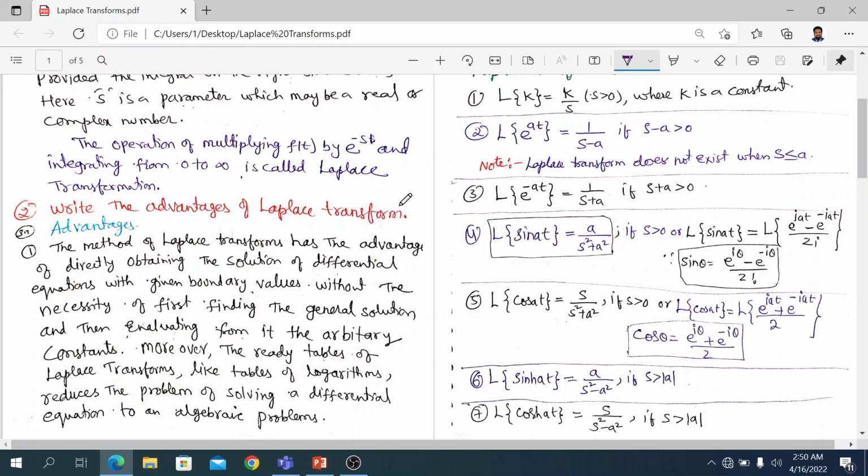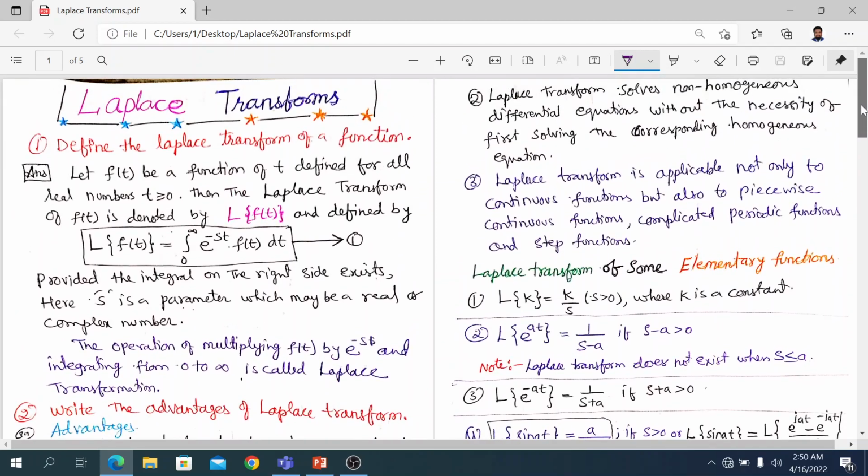Here we have three uses. First advantage: the method of Laplace transform has the advantage of directly obtaining the solution of differential equations with given boundary values without the necessity of first finding the general solution and then evaluating from it the arbitrary constant. Moreover, the ready table of the Laplace transforms, like the tables of logarithms, reduces the problem of solving a differential equation to an algebraic problem.